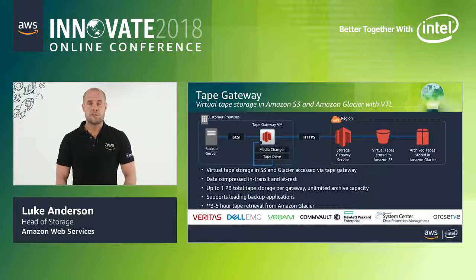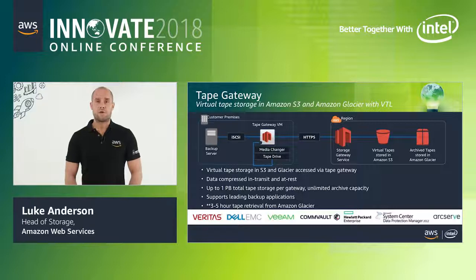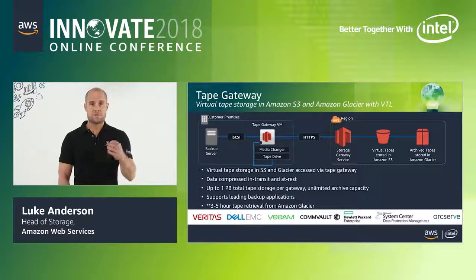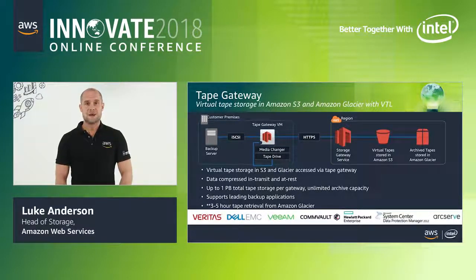The Tape Gateway presents 10 drives, 1,500 slots, and a robot as part of a Virtual Tape Library. So you connect to it via iSCSI, so your system's existing backup software is able to go through and index the library. You then create tapes as they're needed on demand, up to 2.5 terabytes per tape.